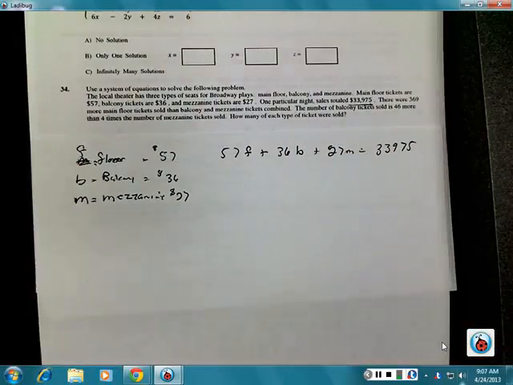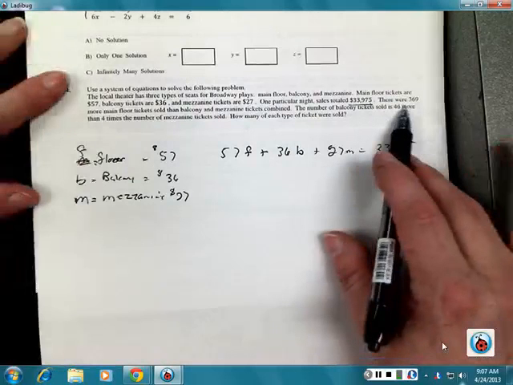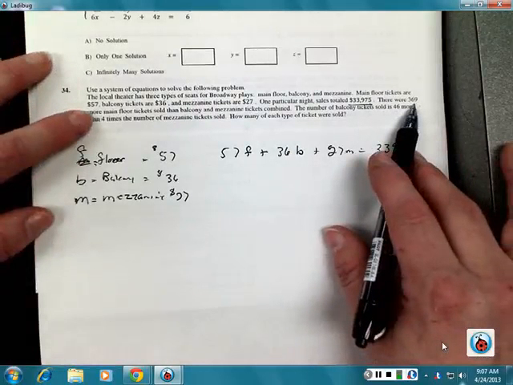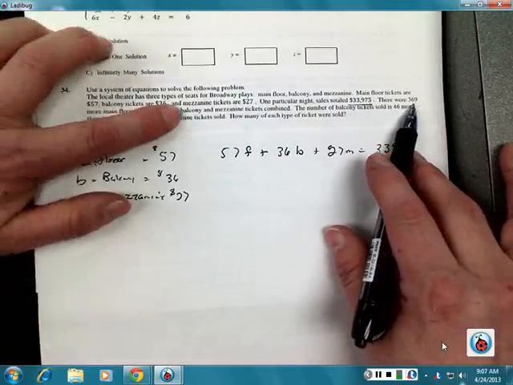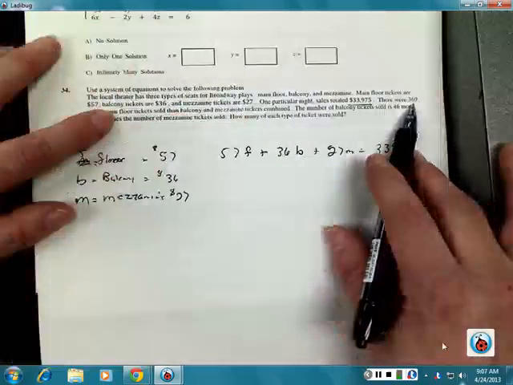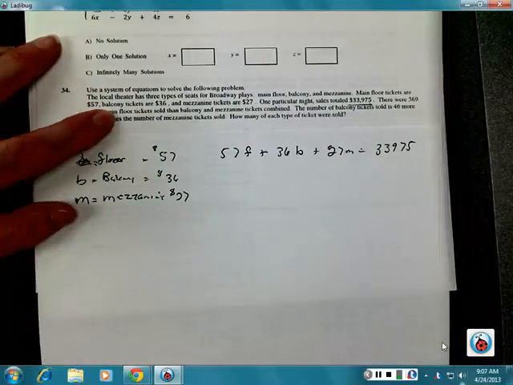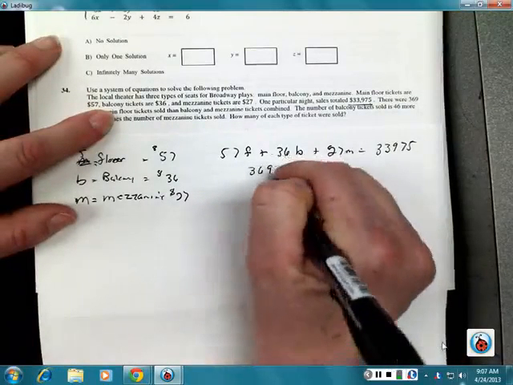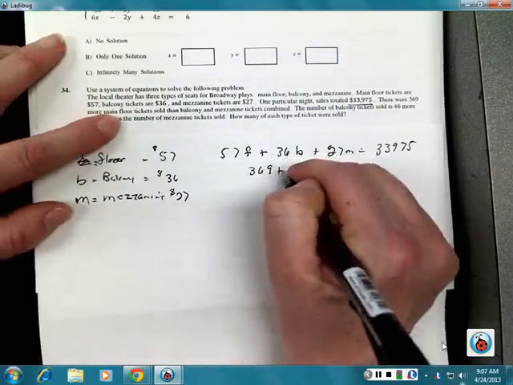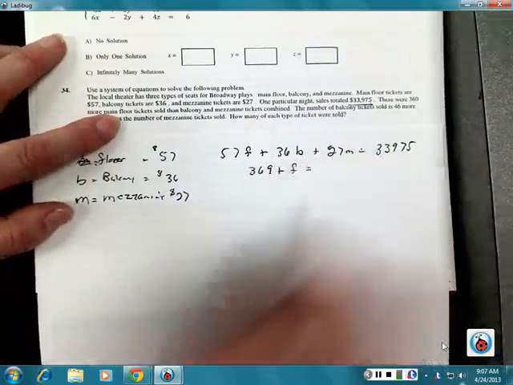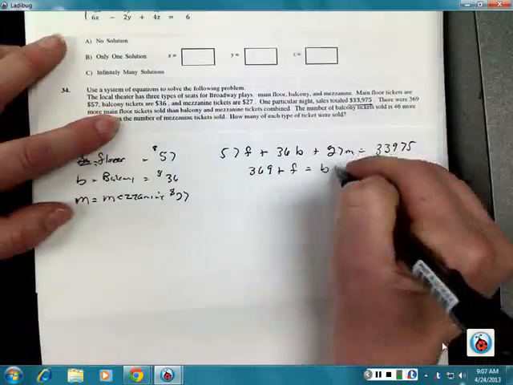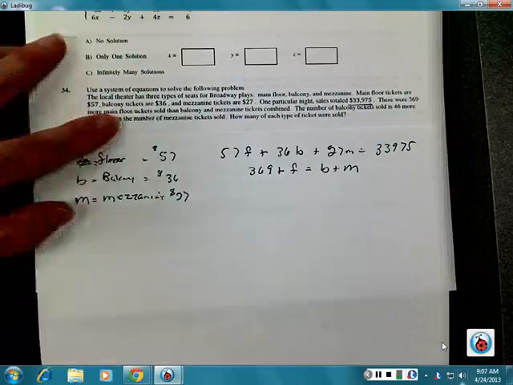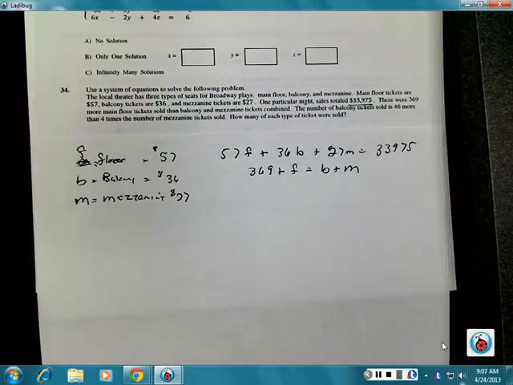What's the next one? Reading on. There were 369 more main floor tickets sold than balcony and mezzanine tickets combined. So what does that mean? 369 plus the balcony, which is B, is equal to the main floor plus the mezzanine. Good with that part? That look right? Or did I leave something out?